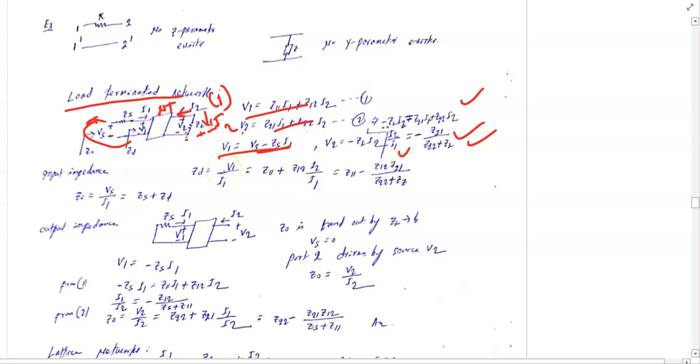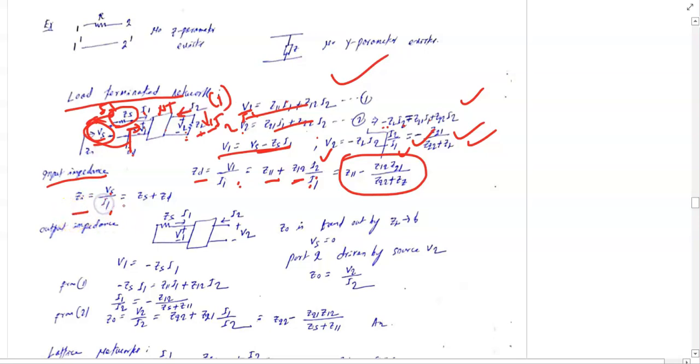Now see, this is the very important case, input impedance. How will you calculate the input impedance? Input impedance is defined as Vs upon I1, because this is the source and this is I1. That means Zs plus this impedance Zd, and Zd is defined as V1 upon I1. So from this equation, V1 upon I1 is equal to G11 plus G12 into I2 upon I1. I2 upon I1 you have already calculated. Put this value. This is Zd, and your input impedance is equal to Zs plus Zd.